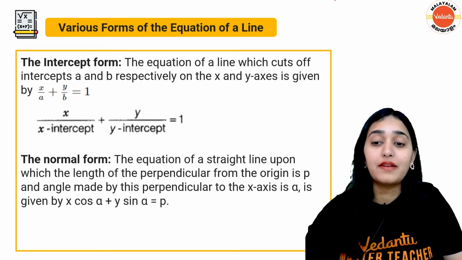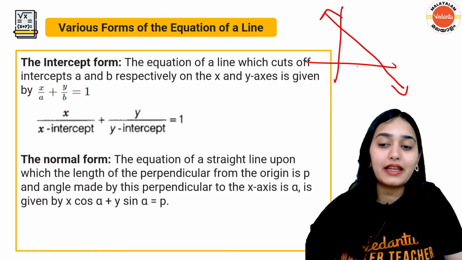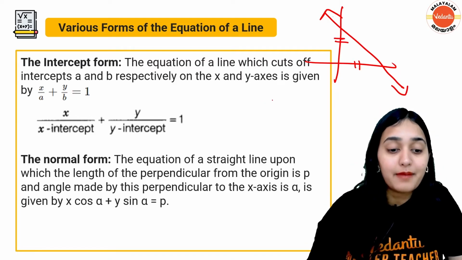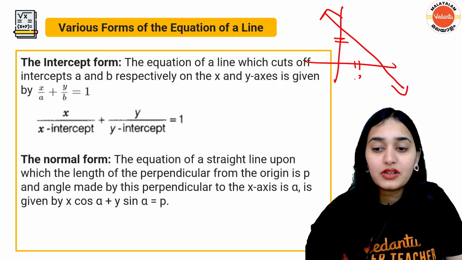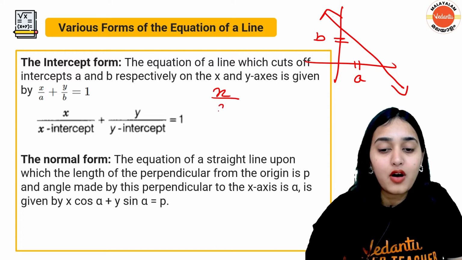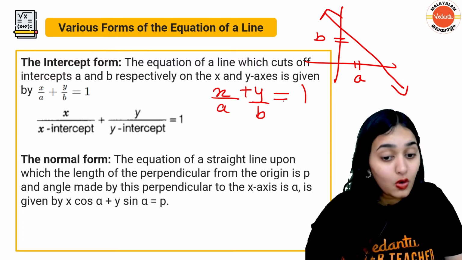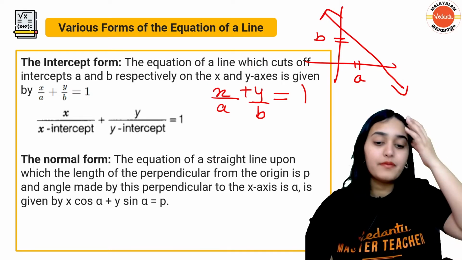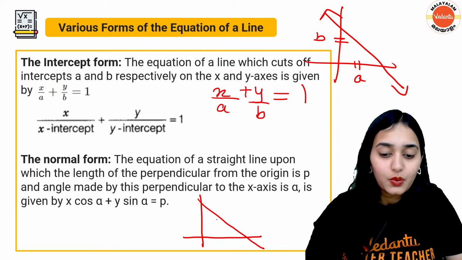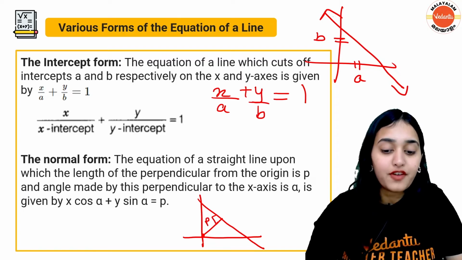Next is the intercept form. Suppose you have a line which makes intercepts on the axes. It makes an x-axis intercept and a y-axis intercept. Suppose this is distance a and this is distance b. Then the equation of the line will be x upon a plus y upon b equals 1. This is the intercept form.